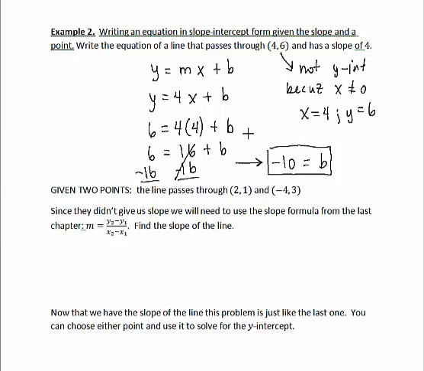If we go back up here and plug in the b, then what we get for our equation is 4x minus 10, and this is our final answer.